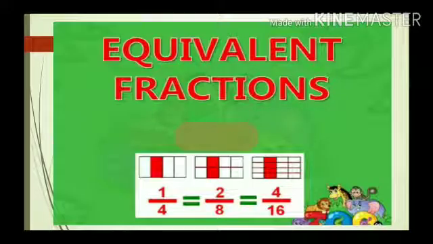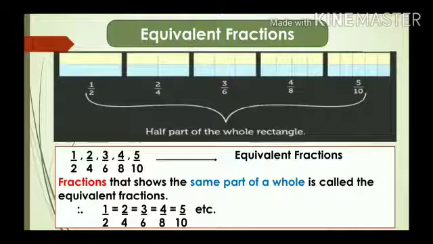Now, equivalent fractions. Students, in each of the given rectangles, the fraction is represented by the blue colored portion. For the first figure, the fraction is 1 upon 2. For the second, the fraction is 2 upon 4. For the third, the fraction is 3 upon 6. And for the fourth, the fraction is 4 upon 8. And the last, fifth figure, the fraction is 5 upon 10. Here, each fraction shows the half part of the whole rectangle.